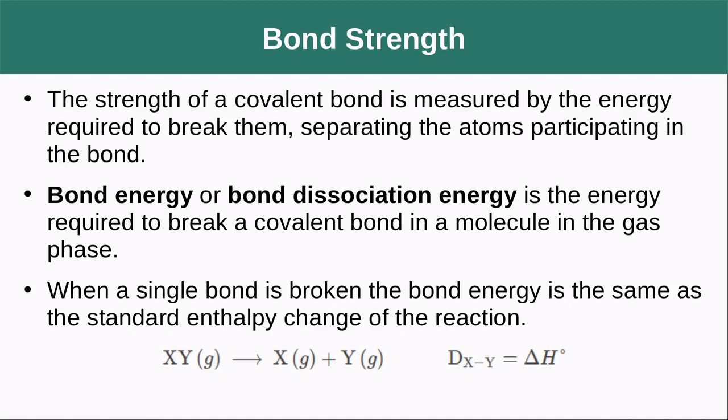So the strength of a covalent bond is measured by the energy required to break them, separating the atoms participating in the bond. Bond energy, or bond dissociation energy, is the energy required to break a covalent bond in a molecule in the gas phase. When a single bond is broken, the bond energy is the same as the standard enthalpy change of the reaction. So we saw this before. If we have X bound to Y and we break that bond, we're going to get a bond energy that is equal to the standard change of enthalpy for that reaction.